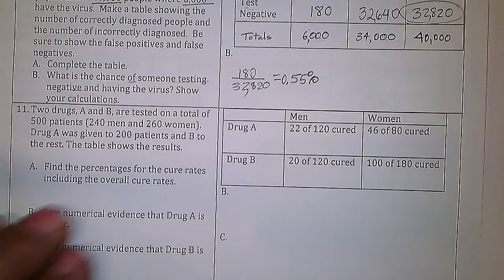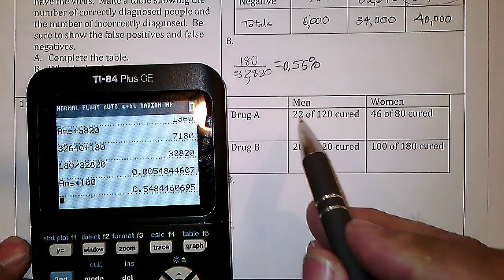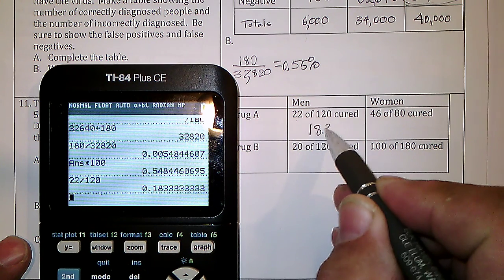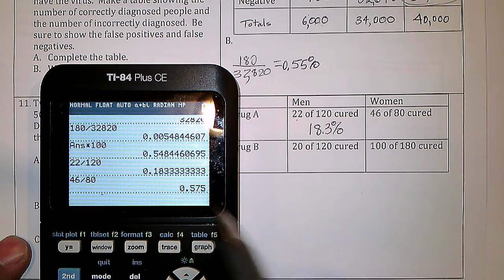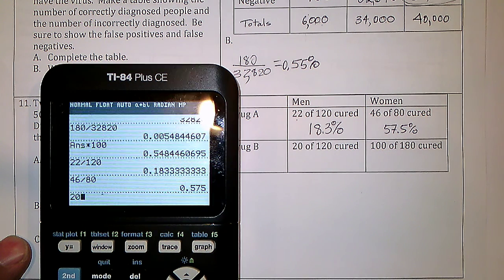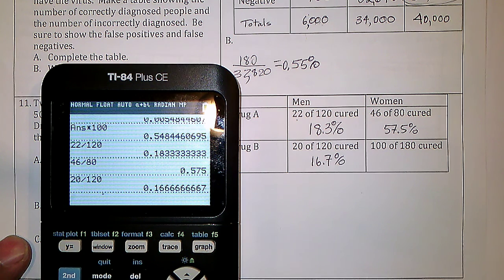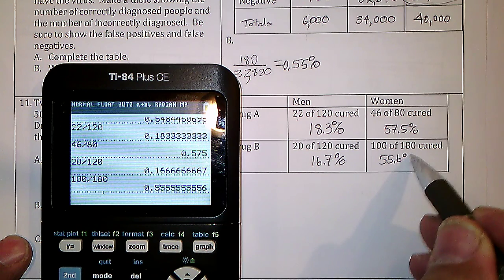Okay. Find the percentages for the cure rates, including overall. So we have 22 divided by 120, which is 18.3%. We have 46 divided by 80, which is 57.5%. We have 20 divided by 120, which is 16.7%. We have 100 divided by 180, which is 55.6%.